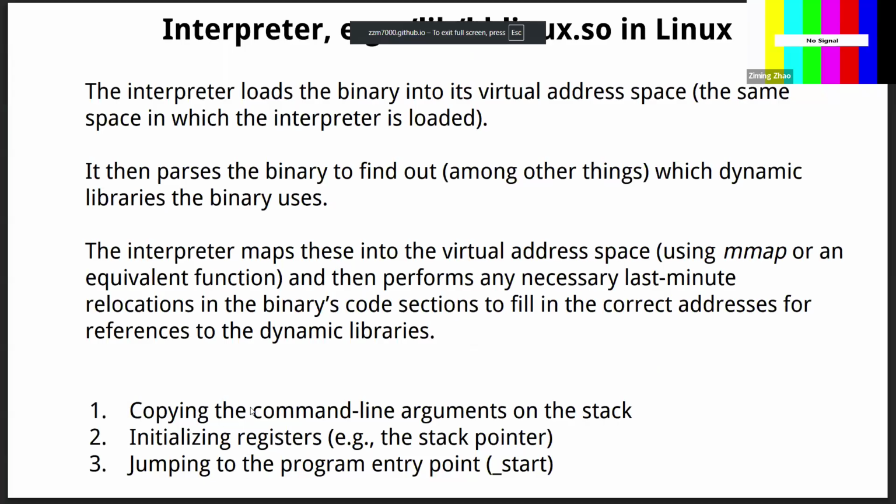So the interpreter will copy those command line arguments onto the stack. It will also initialize all the registers, especially the stack pointer and instruction pointer. Then if it's a C program, usually an ELF file, it will jump to the program's entry point. The entry point usually is _start, which is just an address in an ELF file. From there, it will call the C library. The C library has a function called maybe __libc_start_main, which eventually calls your function.